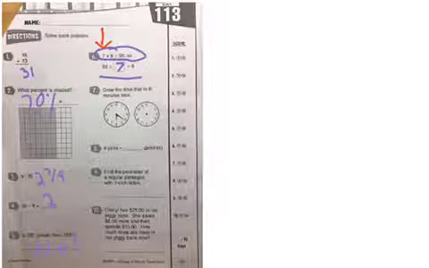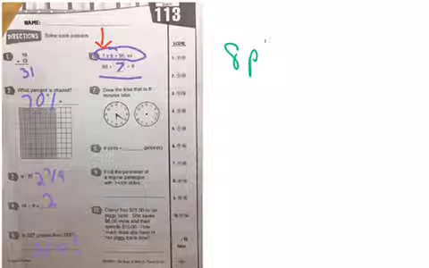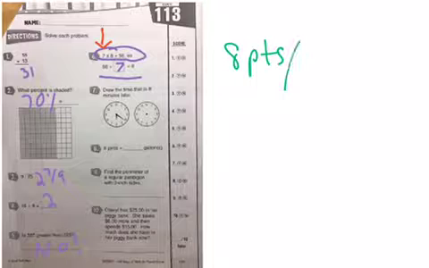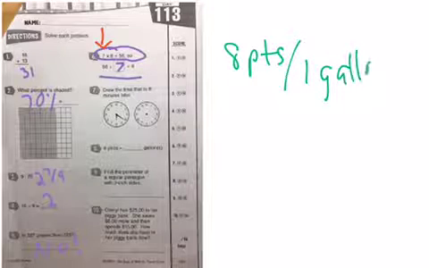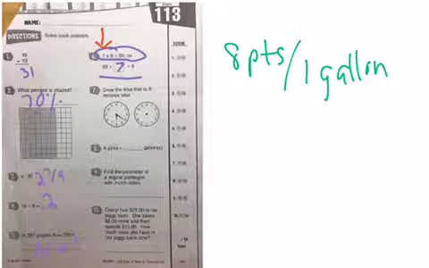Okay, let's look at number 8. Number 8 says 8 pints equals how many gallons? Well, I can tell you that there are 8 pints per 1 gallon. A pint is like that little container you get your yummy Ben & Jerry's ice cream in. So that means 8 pints equals 1 gallon.